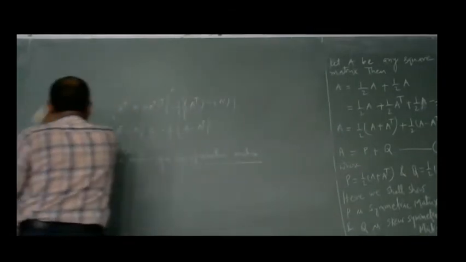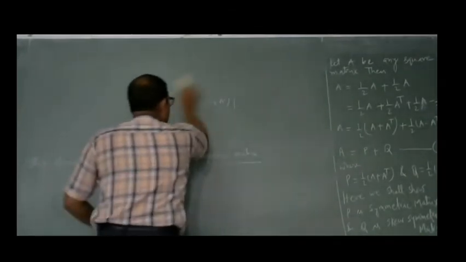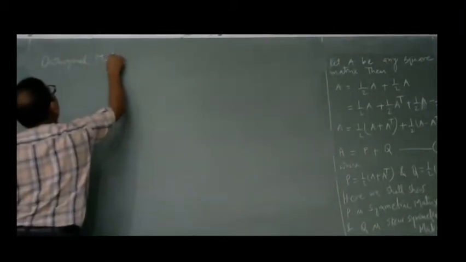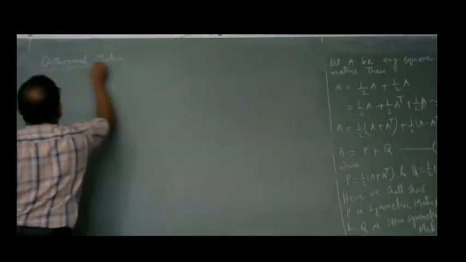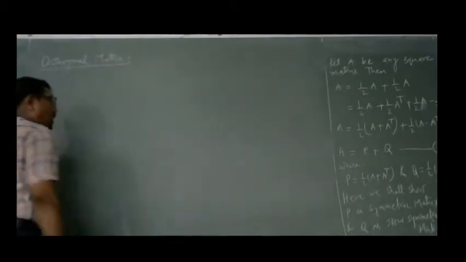Now we come to the next definition: orthogonal matrix. The next type of matrix is the orthogonal matrix.